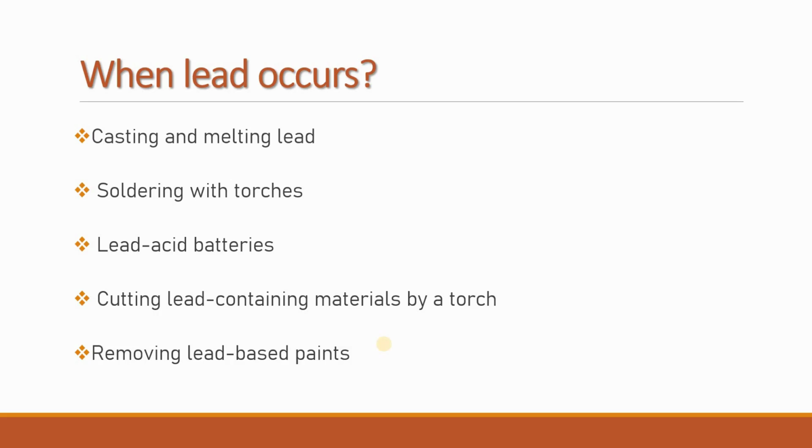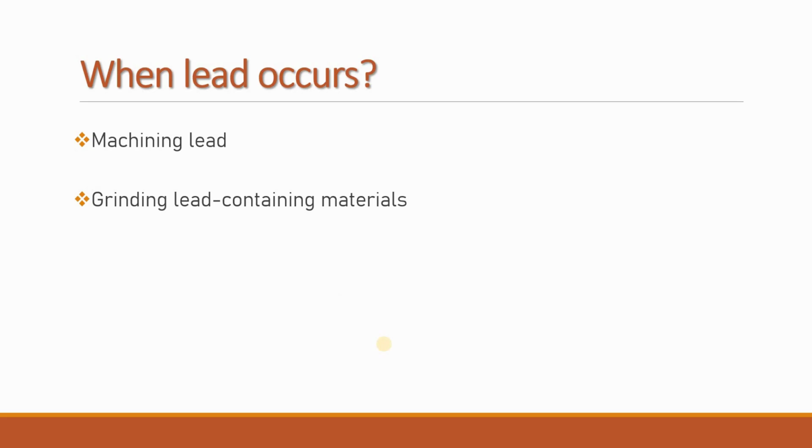So all in all, it is a toxic element used in different kinds of industrial work. It may occur in machining lead and grinding lead-containing material. For example, in the construction industry there are big stones and materials which we want to grind, and in that case lead may occur. In certain other kinds of construction and industrial work, lead may also be produced.